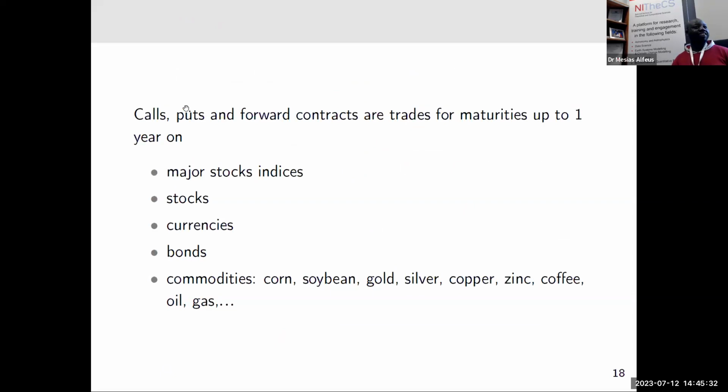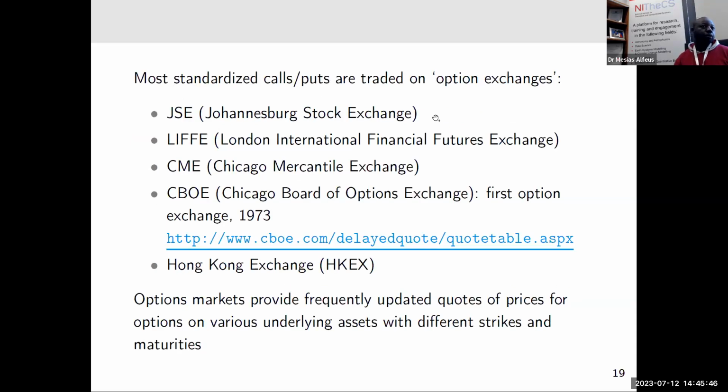Okay, so now we go through again. These are the major underlying securities, like major stock indices, stocks, currencies, bonds, and commodities. And some of the most standard exchanges that trade options include the Johannesburg Stock Exchange. We also have the London International Financial Exchange, the Chicago Mercantile Exchange, and the Chicago Board Options Exchange. Also in Australia, the Australian Stock Exchange also trades options.